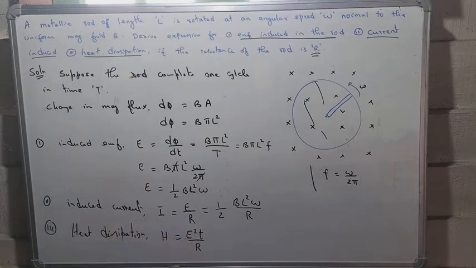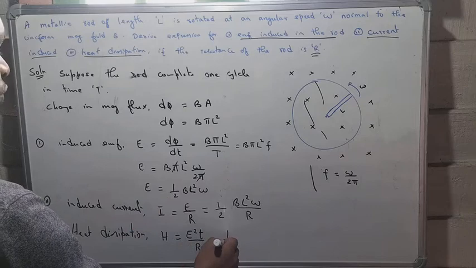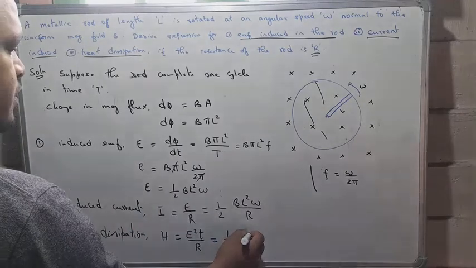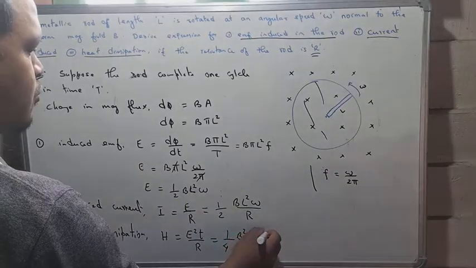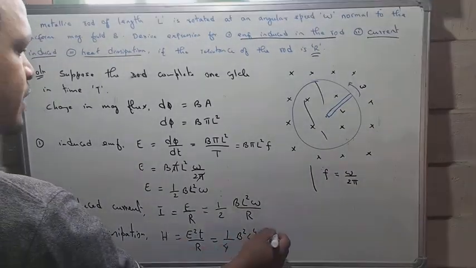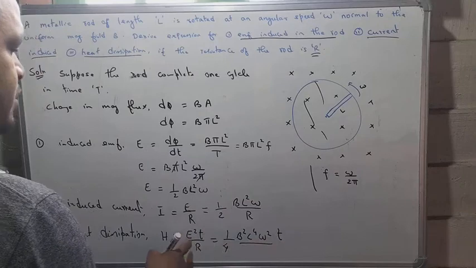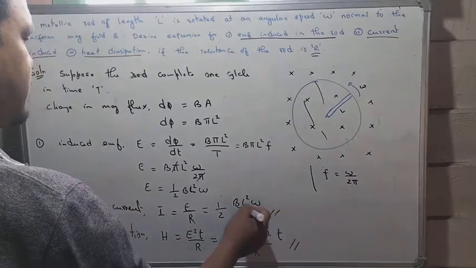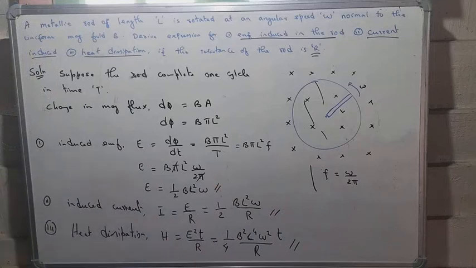Or you can see, how much is E? My E is equal to this much. So when you square, you'll get 1 upon 4, and then B square L to the power 4 omega square, and then T upon R. So these are the 3 equations about the induced EMF, induced current, and the heat dissipation in the conducting rod.